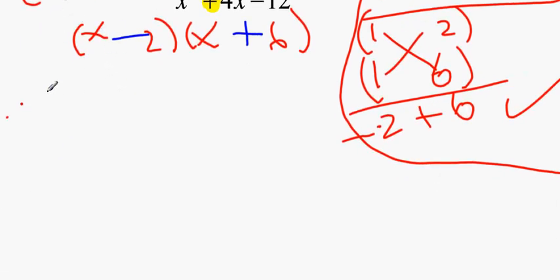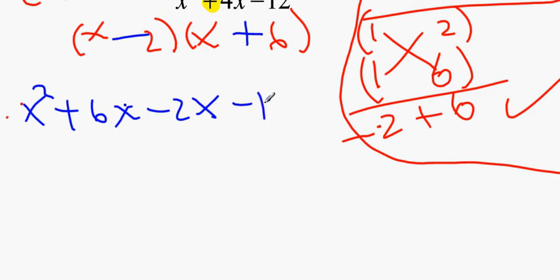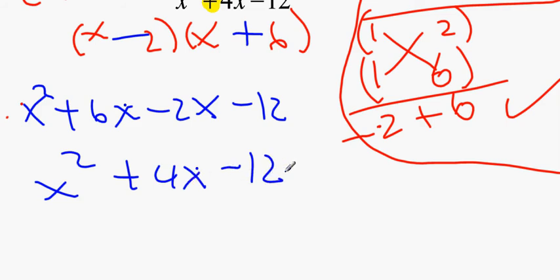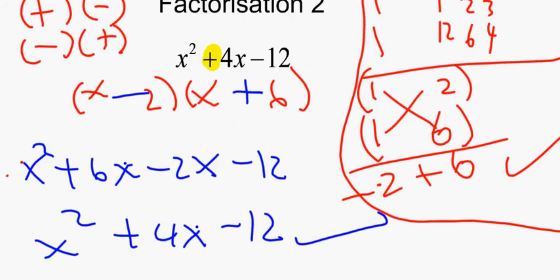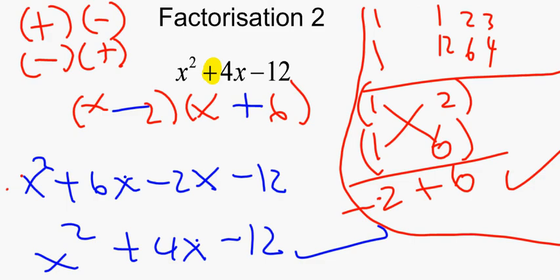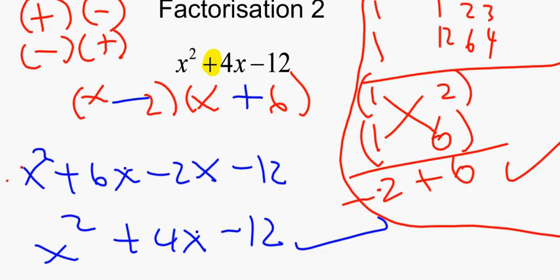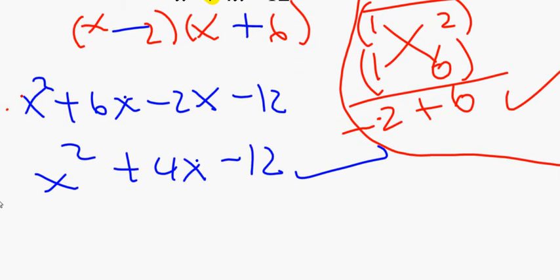So let's check it. X times x is x squared plus 6x minus 2x minus 12. Like terms again, gives us plus 4x minus 12. And that's right. So there we go. So that's basically this factorization part 2 in a nutshell. This is the more common ones that you'll find in grade 10, 11, and 12.